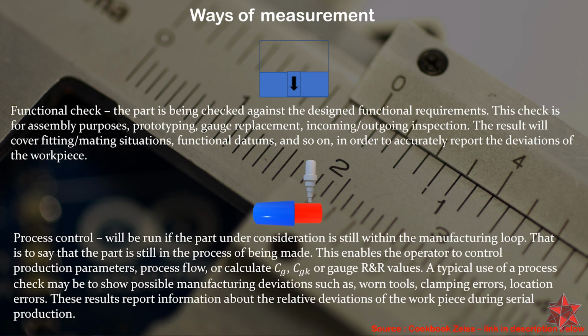So in other words, if you want to check the functionality of the part, you check by the functional check, and if you want to control the process, you will do a process control check. You can find more about these details in the cookbook from the Zeiss company. You have a link in the description below and you can buy the book from there. So, how do we do all this that the cookbook says? Stay tuned and find out next.